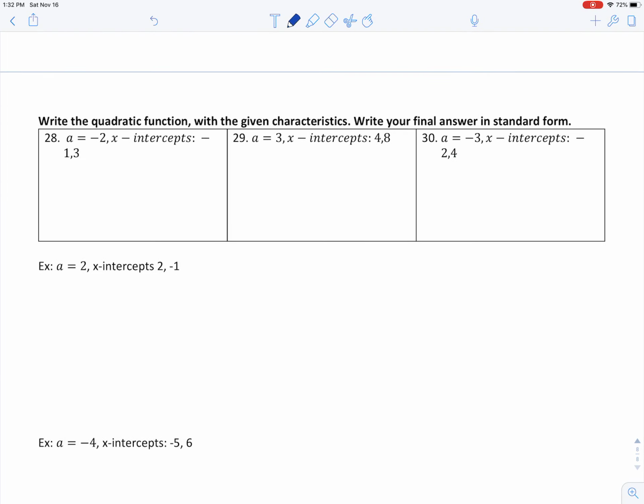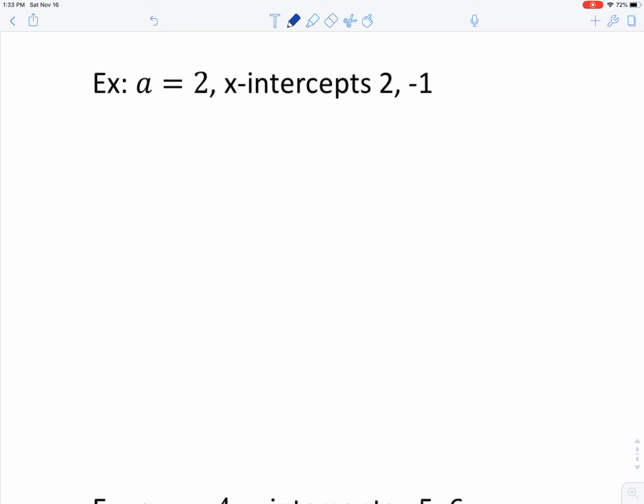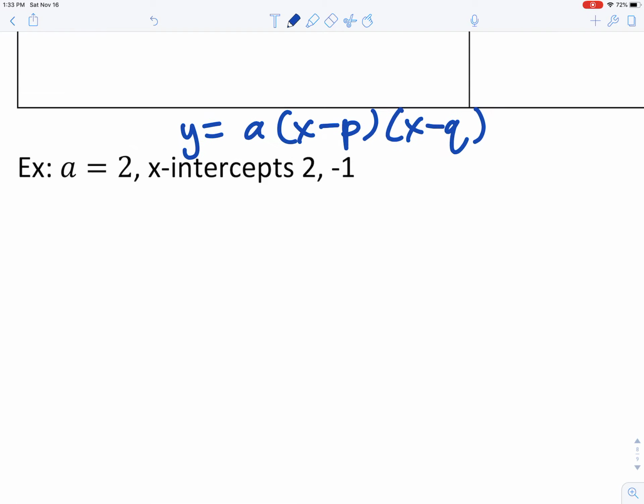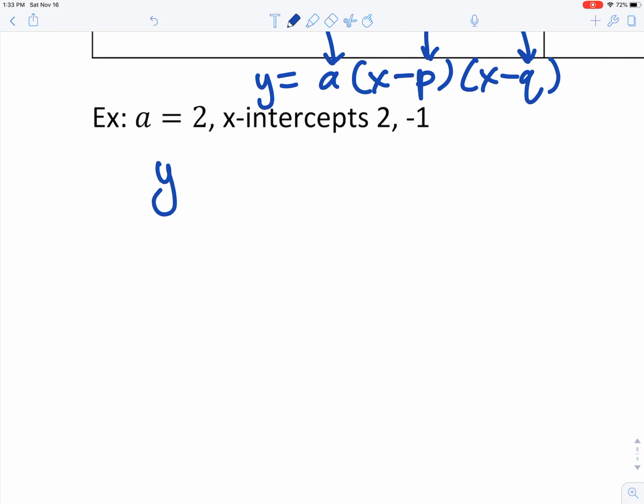All right? Using the given characteristics, write your final answer in standard form. Okay, so remember that should be the something x squared plus something x plus your constant. All right, let's do these 2 examples here. And what we want to use is your factored form or your intercept form. Remember, that's the y is equal to a times x minus p times x minus q. All right, they are telling you your a, your p, and your q, so we're just going to write those things in.